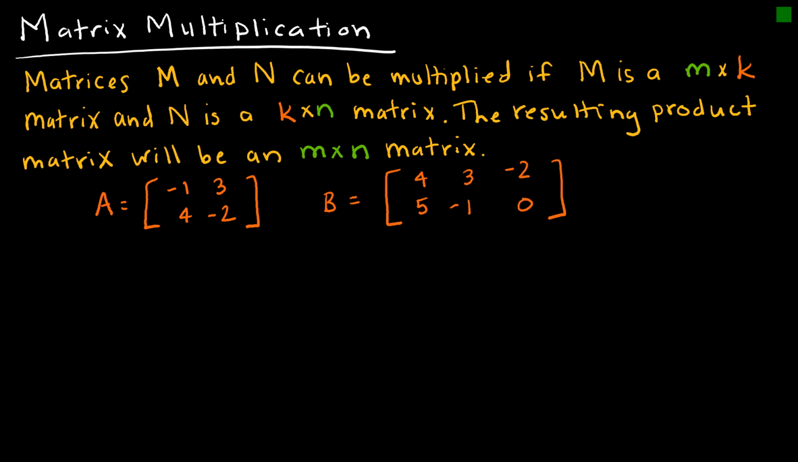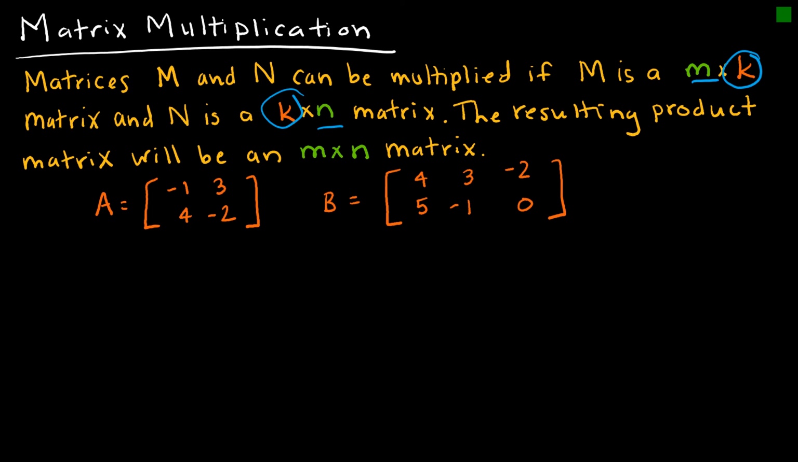So matrix multiplication is a little bit more involved, a little bit more difficult. And the most important thing to understand is that you cannot always multiply two matrices together. So if I look at my explanation here, I say that I can multiply them if M is m by k and N is k by n. And essentially what I'm saying is the number of columns of my first matrix has to be the same as the number of rows of my second matrix. And otherwise it's not going to work. If it does work, my resulting matrix is m by n.